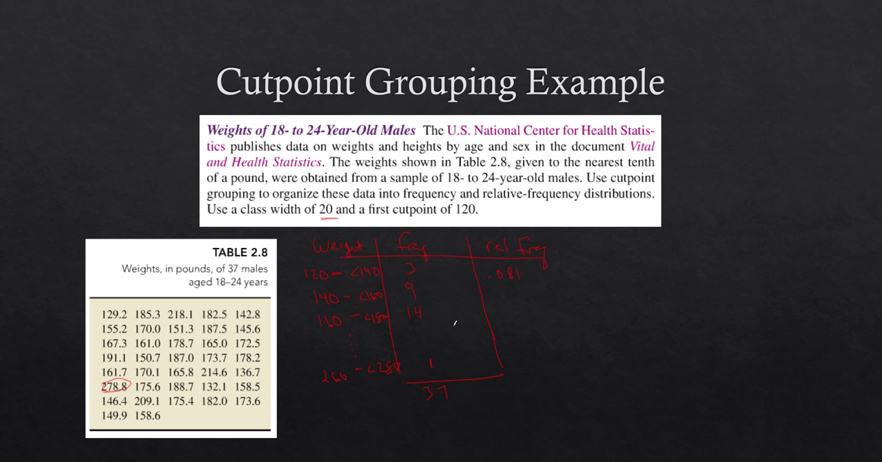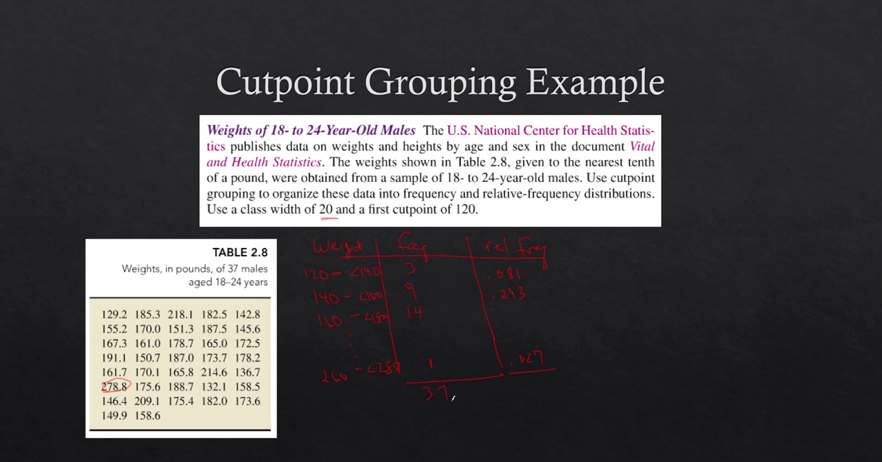0.081. 9 divided by 37 is 0.243. 1 divided by 37 is 0.027. So all of this, remember, should add up to be 1.